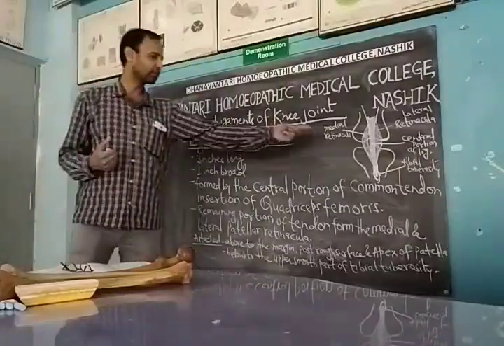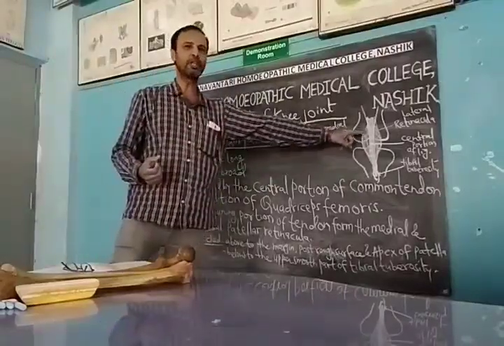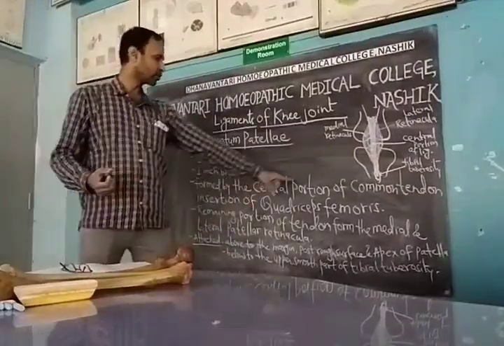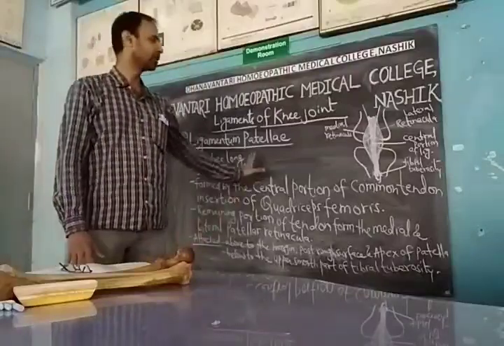And its attachment: above, it is attached to the margin, posterior part and the apex of the patella. Below, it is attached to the upper smooth part of the tibial tuberosity. So this is all about the ligamentum patellae.